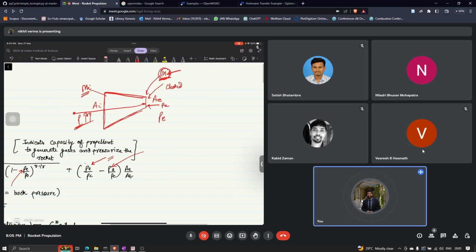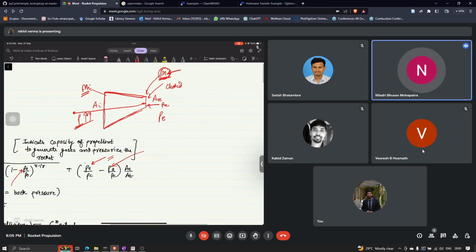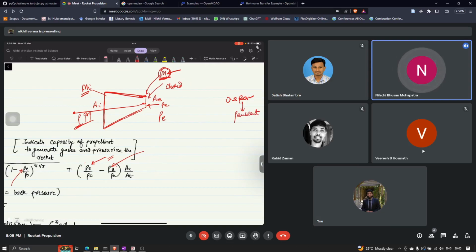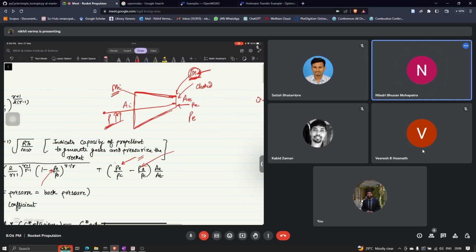So which type of nozzle are you working on, the converging type? No, converging diverging. It is a CD nozzle I have designed for the exit pressure 0.2 bar. This is P ambient, right? Yes, I will test it in ambient, like 101325 Pascal.